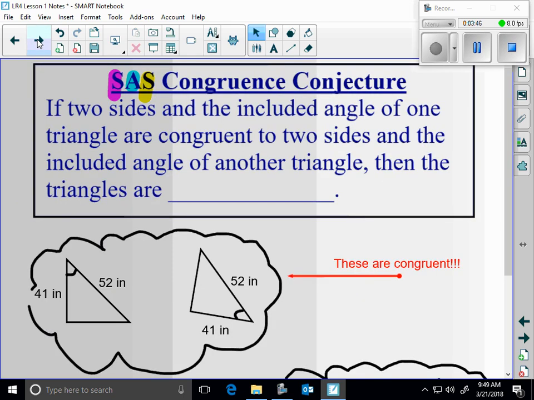Our second conjecture, I forgot to erase this, is the side-angle-side conjecture. So if I know 2 sides that are congruent, and the angle between them, that's what included means, the angle between them is congruent, then we have congruent triangles. So let's see what that means.